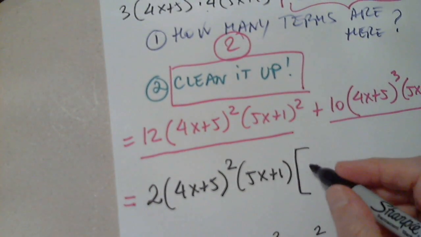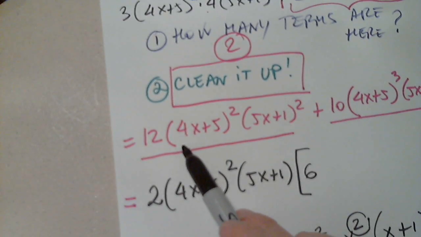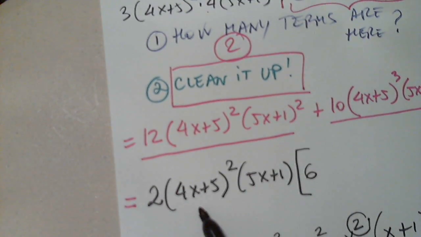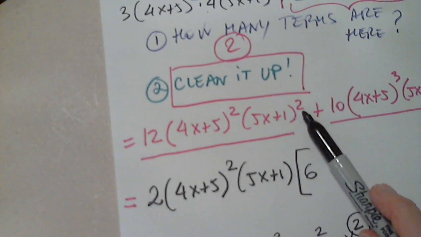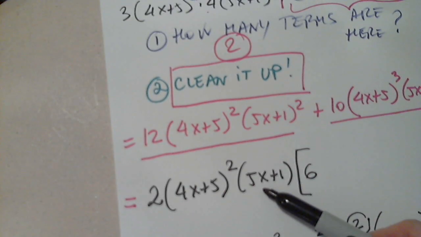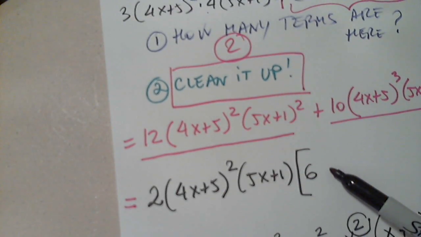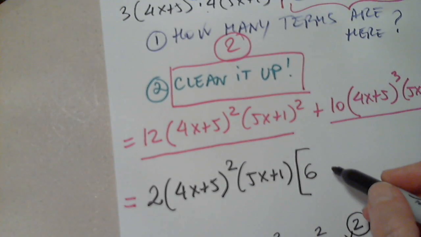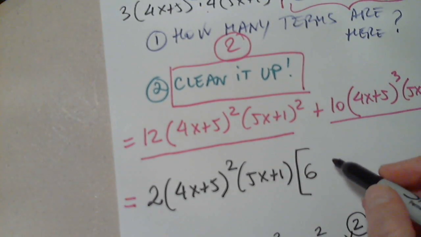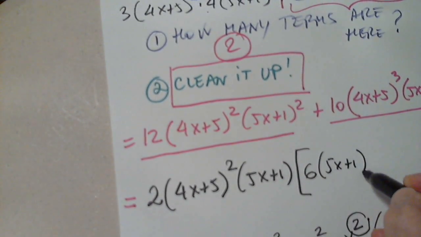Good. We took 4x plus 5 squared completely out, so this is gone. From 5x plus 1, we had 2. We removed one of them. Is there anything left inside? In parentheses, very good, awesome.